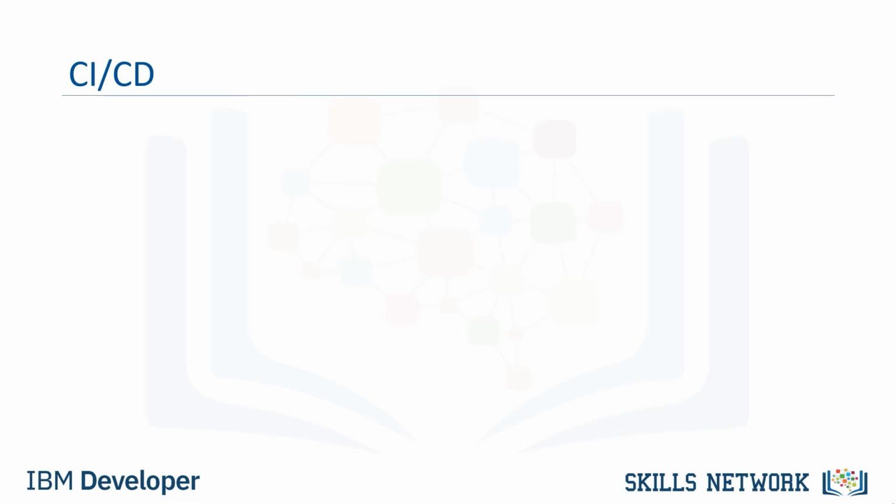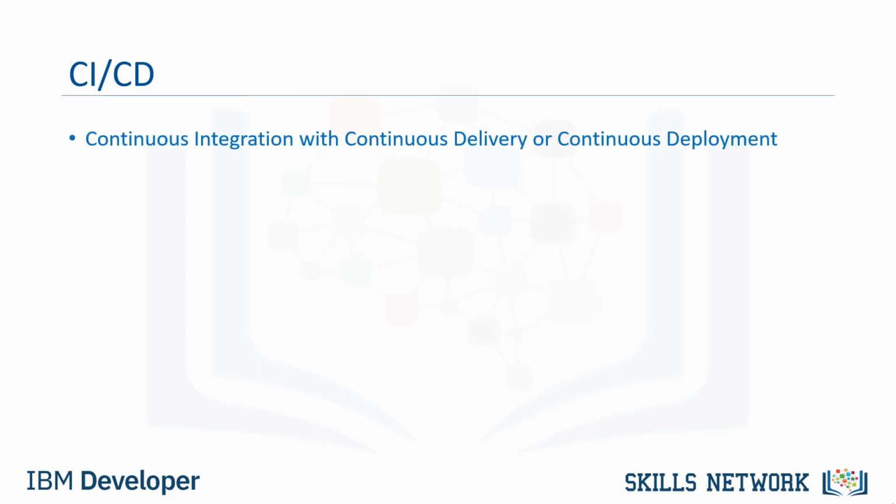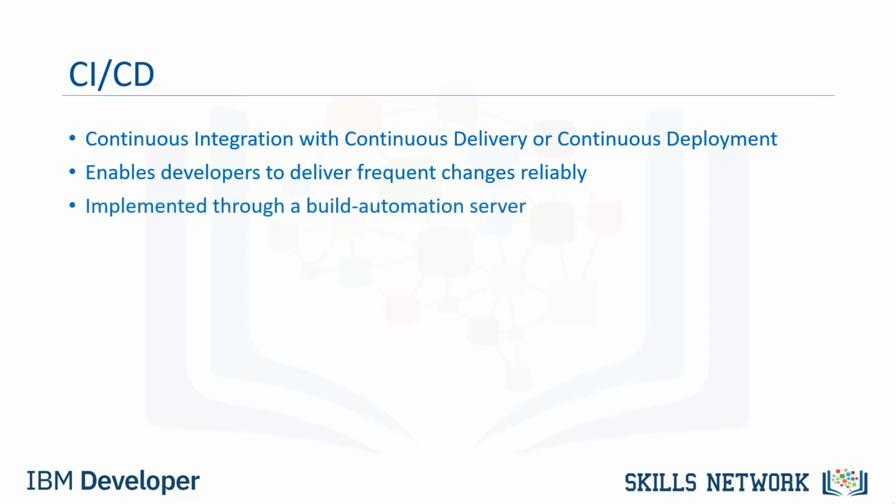CI/CD refers to the practices of continuous integration and either continuous delivery or continuous deployment. CI/CD is a best practice for DevOps teams, enabling developers to deliver frequent changes reliably. Implemented through a build automation server, continuous integration, or CI, ensures that all the code components work together smoothly.